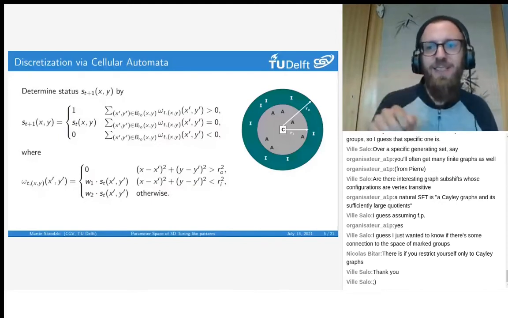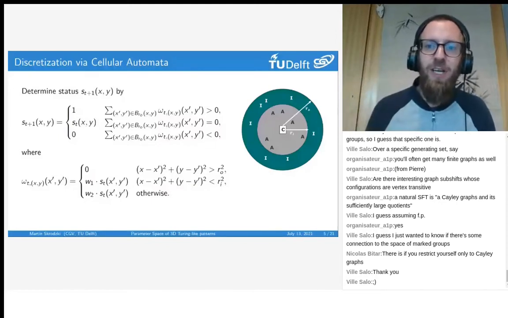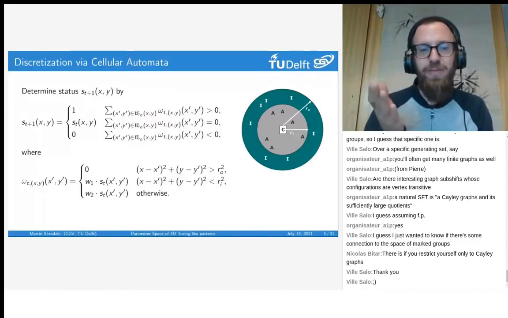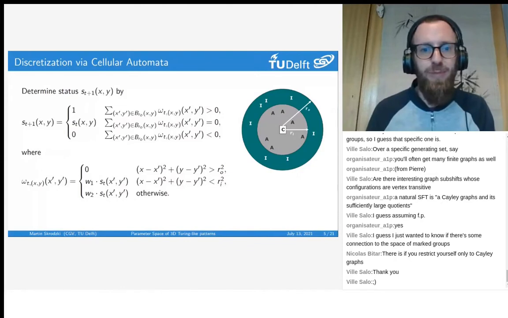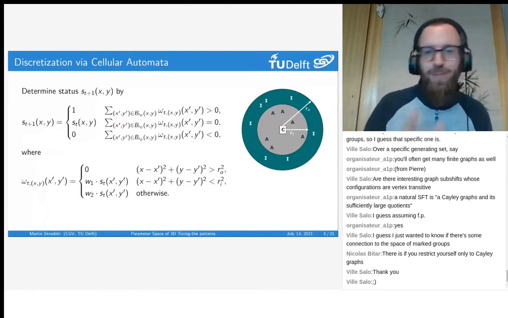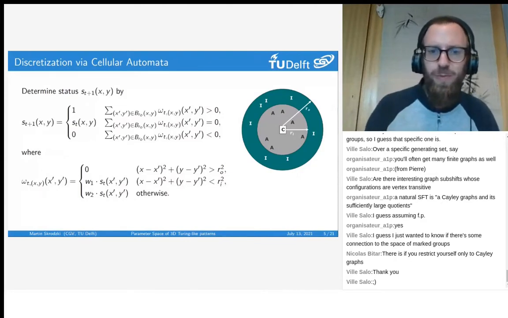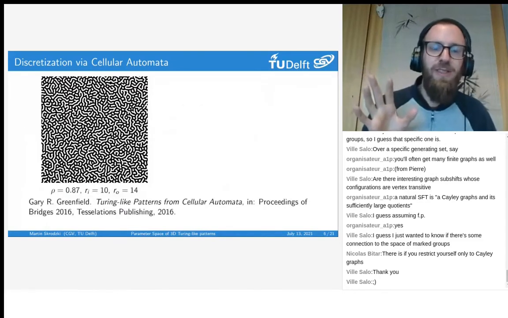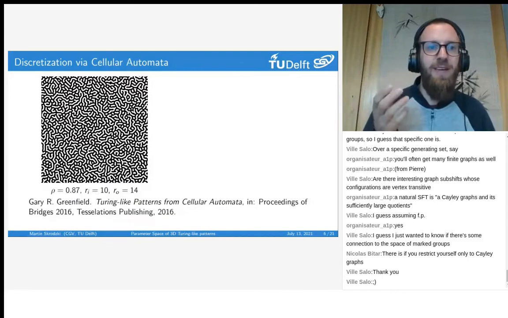So simply counting all the A's, all the I's in this image will tell you whether the central cell C will be active or differentiated in the next time step or not. And that's basically what the formula says here. So this is a perfect two-dimensional formulation of these patterns.